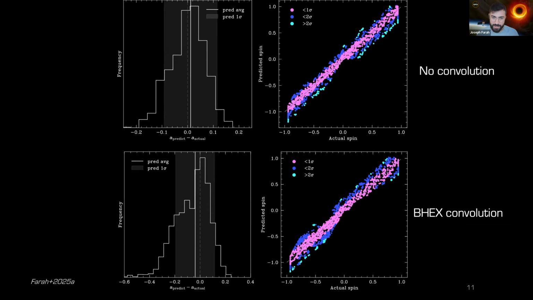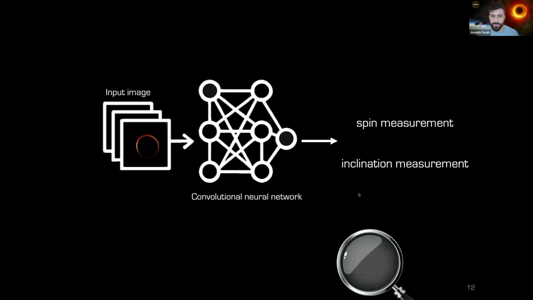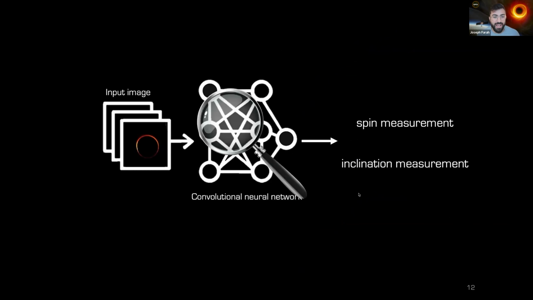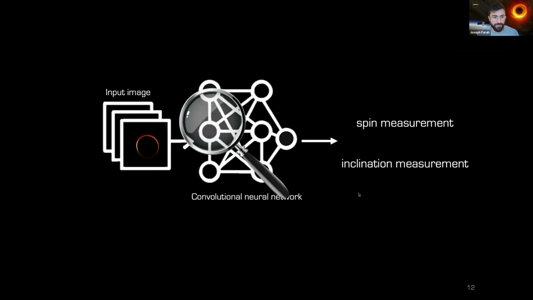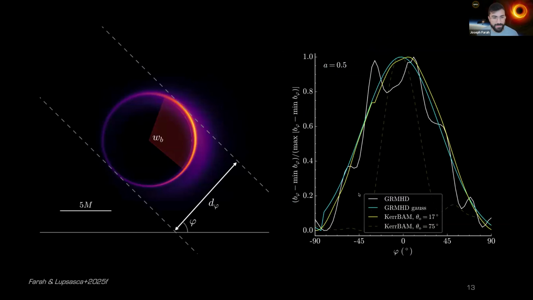But the thing with convolutional neural networks is that they don't tell you how they did it, and so a large part of the work we did on the paper involved examining how the neural network figured out what spin corresponded to what image and what features it was looking at. Through our investigation, we found that it really liked this quantity denoted W_B here, or B(varphi). It really liked this quantity corresponding to the brightness asymmetry as a function of angle.